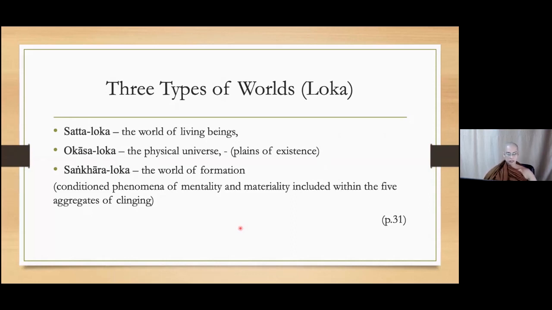So it's included within the 5 aggregates of clinging. So here we have to understand the word clinging. So that's why the aggregate was attached by the craving and wrong view. That is called the aggregate of clinging. That we will clarify later, the word 5 aggregates of clinging. So all types of phenomena, mental phenomena and material phenomena, are called the Sankhara loka. So these are the 3 types of loka.